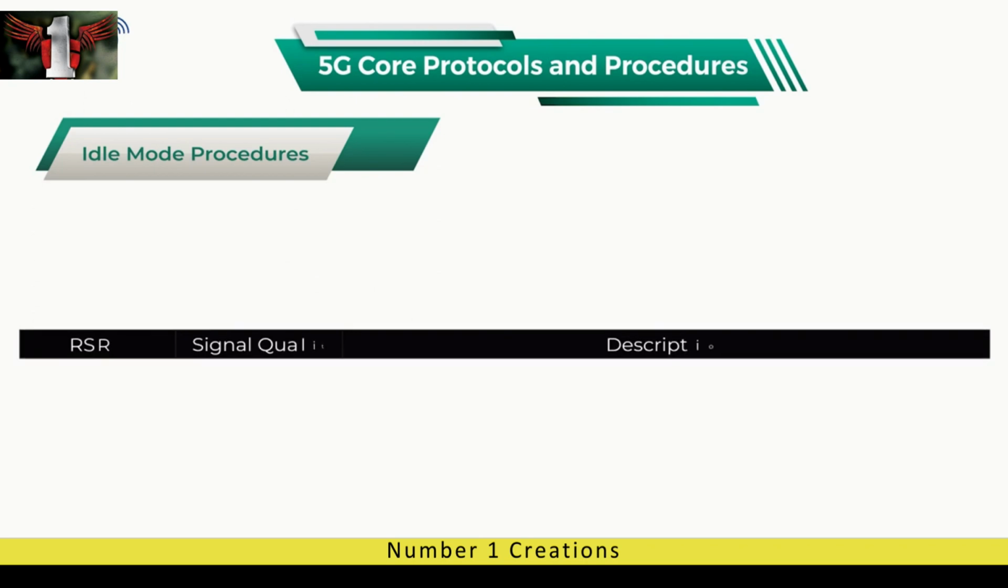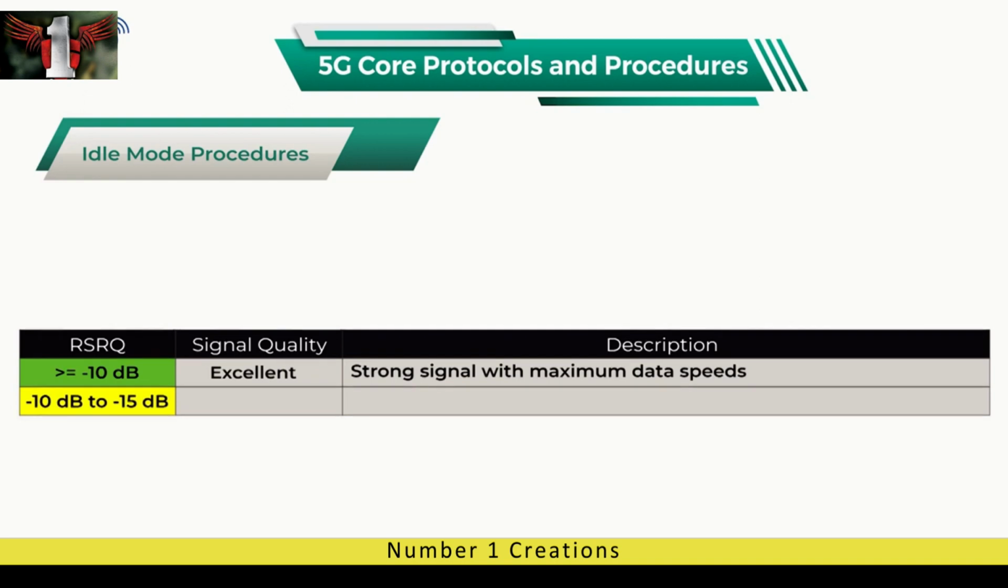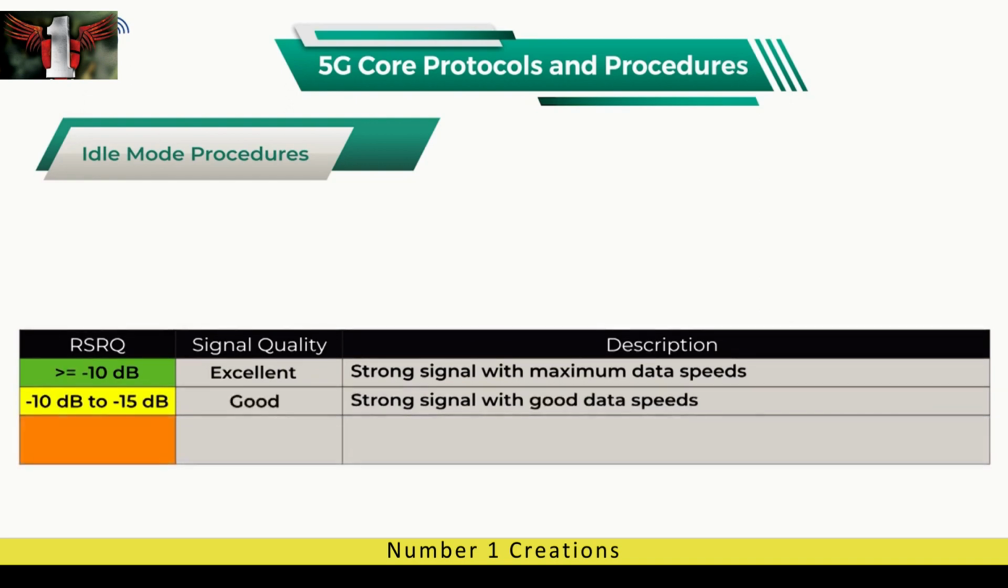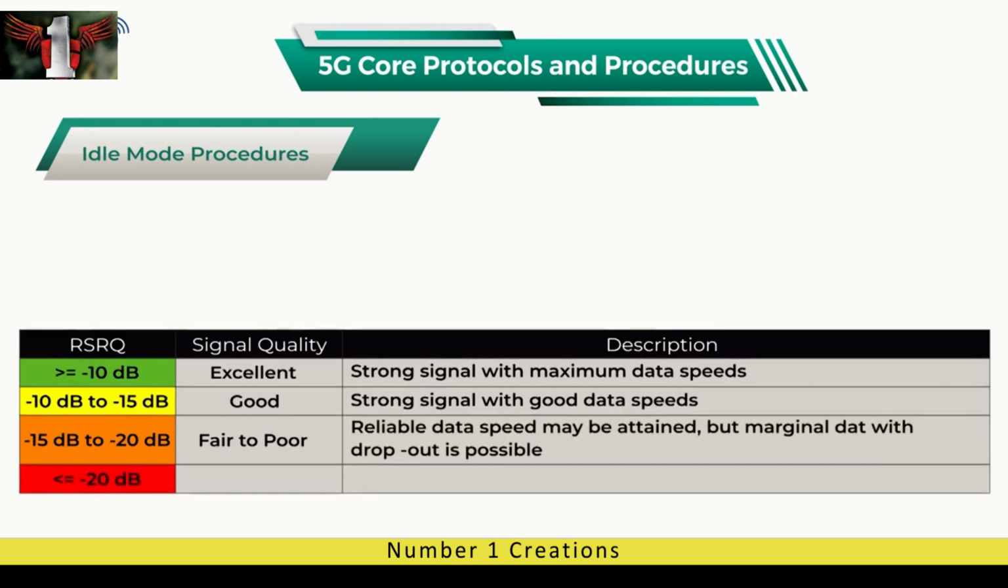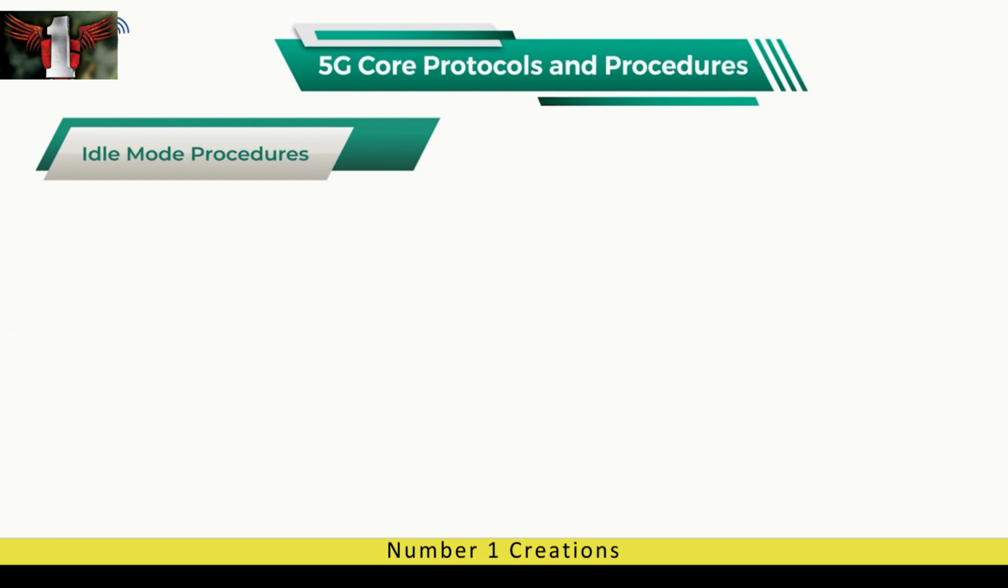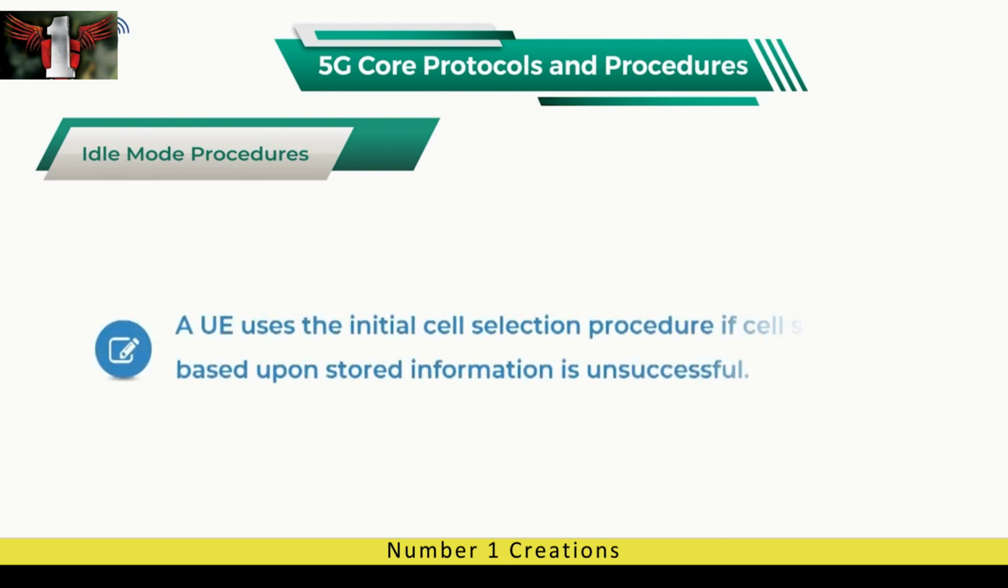A UE is permitted to use stored information to support the cell selection procedure. This can include carrier frequency which the UE has previously camped on. It can also include cell parameters from previously received measurement control information or previously detected cells. In the case of cell selection after leaving RRC connected mode, the base station can use the RRC release message to direct the UE towards a specific carrier.